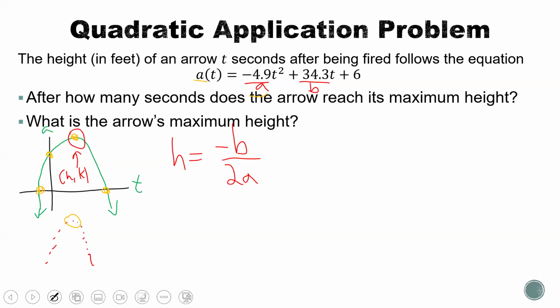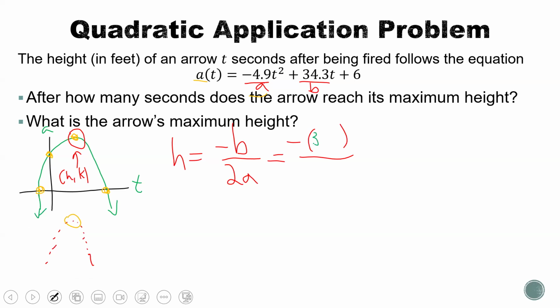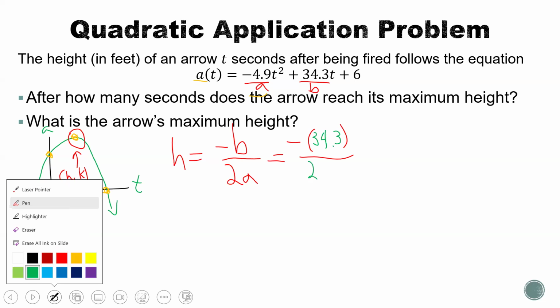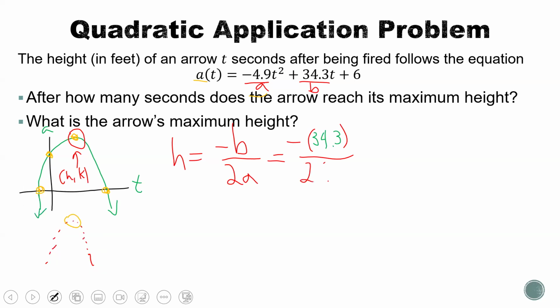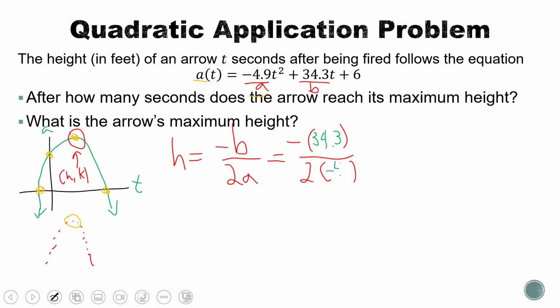We'll plug that information in where it goes. We'll have the negative of 34.3 over 2 times the value for a, which is negative 4.9. Then we carefully plug that into the calculator, and you can check me with your favorite calculator that the value we get there is 3.5.